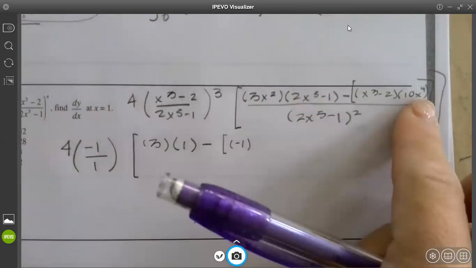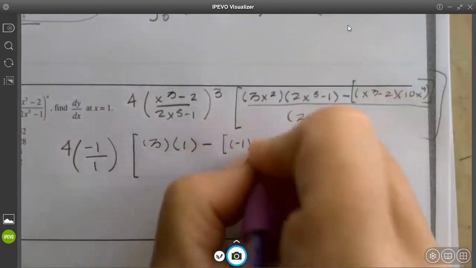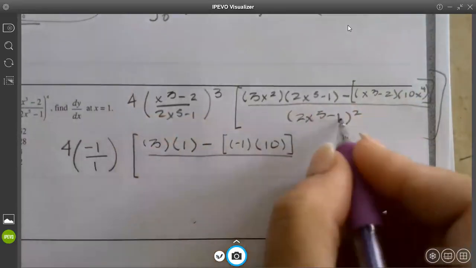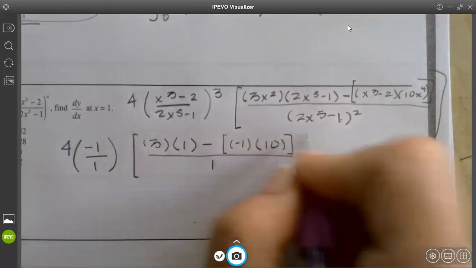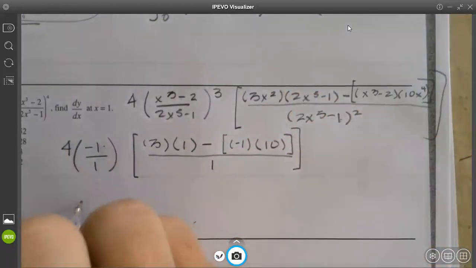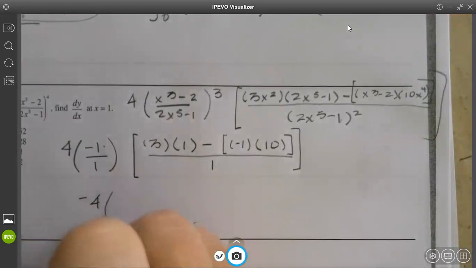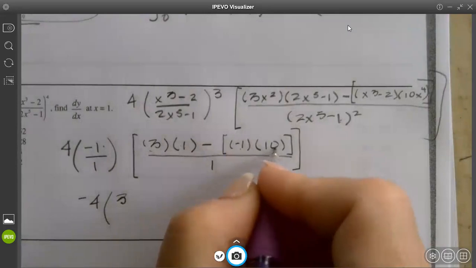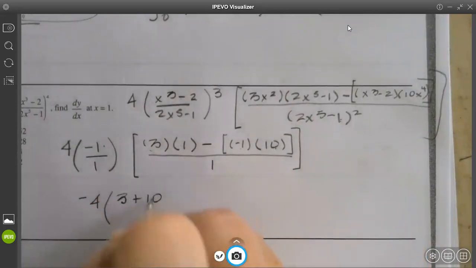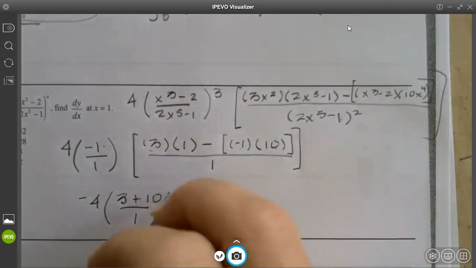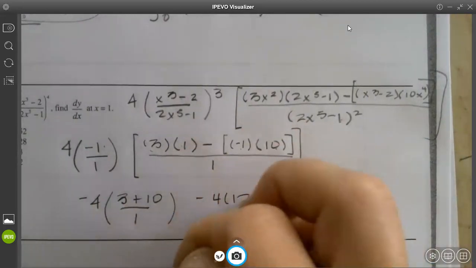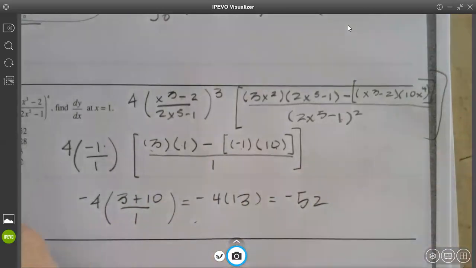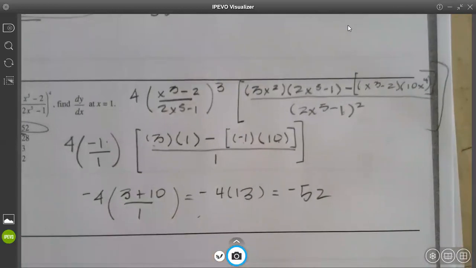1 to the 4th times 10, all over 2 minus 1 is 1 squared is 1. 4 times negative 1 is negative 4. 3 times 1 is negative 1, times 10 minus that, over 1. I get negative 4 times 13, and that gives me negative 52. So not a hard problem, a long problem.